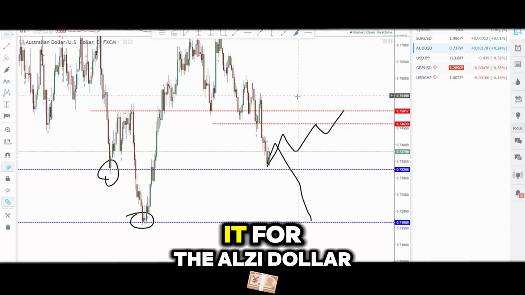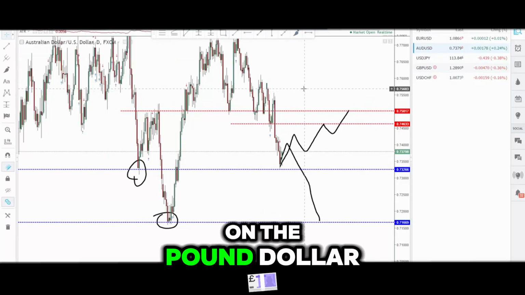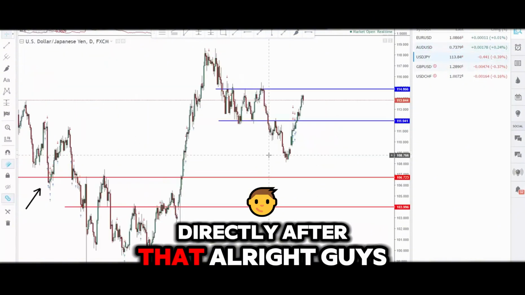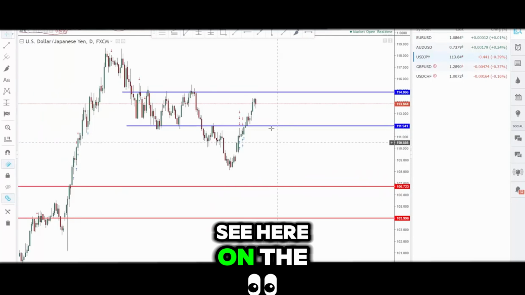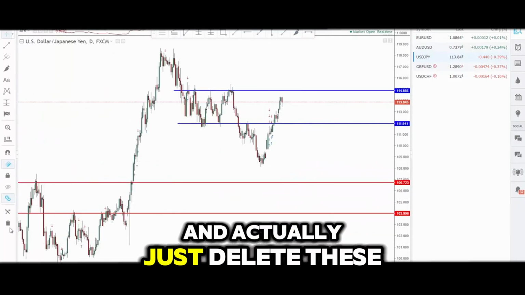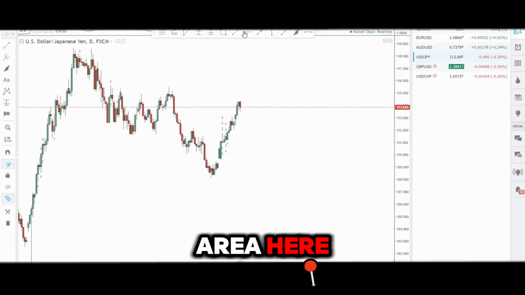Alright guys, so that's it for the Aussie dollar. Let's check out the dollar yen, then we'll end on the pound dollar directly after that. Alright guys, so here we are on the dollar yen. And as you can see here, I'm going to go ahead and delete these and start over because we've come into a new area here.